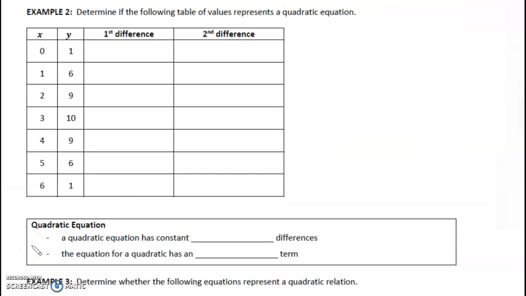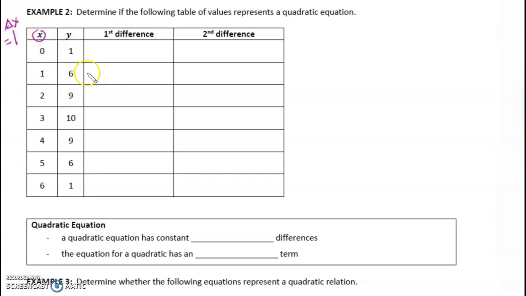Example 2, determine if the following table of values represents a quadratic equation. So here's a review of first and second differences. As long as the x's go up by the same amount, so if we think about it, delta x, which is the change in x, is 1 every single time between these consecutive points. Because those are all 1, we can use first and second differences.